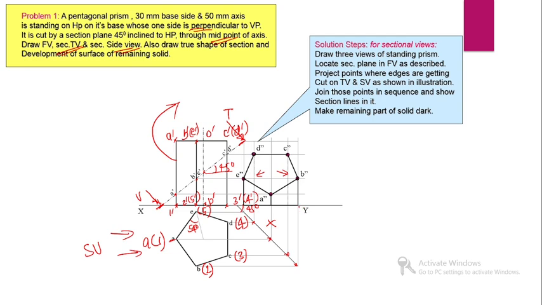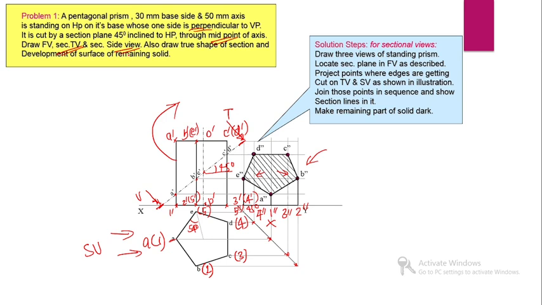Here this point is point 2 double dash, and this point is 1 double dash, and this point is 3 double dash. Similarly, this point is 4 double dash, and finally this point is 5 double dash. We can look at all the points in the bottom face also. And this is the side view which is showing the sectioned portion. That is the sectional side view.